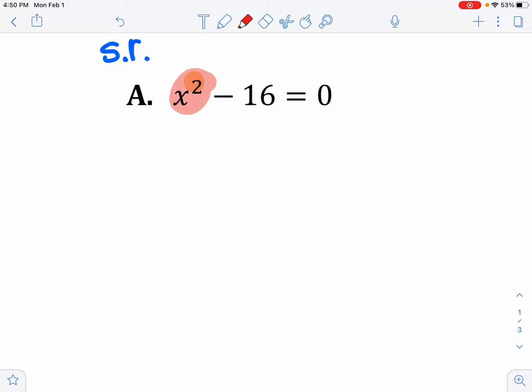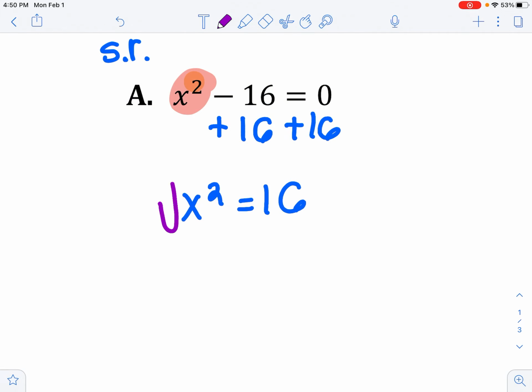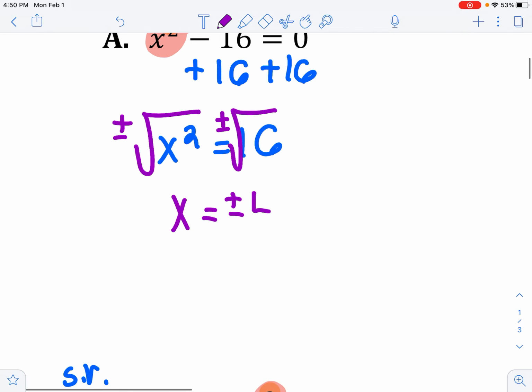The first one, in order to solve it by square rooting, you have to get x squared by itself. The first step to getting x squared by itself is add 16 to both sides. So now I have x squared is equal to 16. And now I can get x by itself by square rooting. Remember, when you square root, you have to account for the positive and negative number that when you square it, you get that value. So I have x equals positive or negative the square root of 16, which is 4.